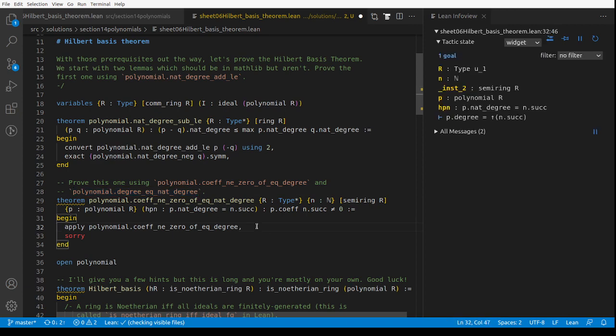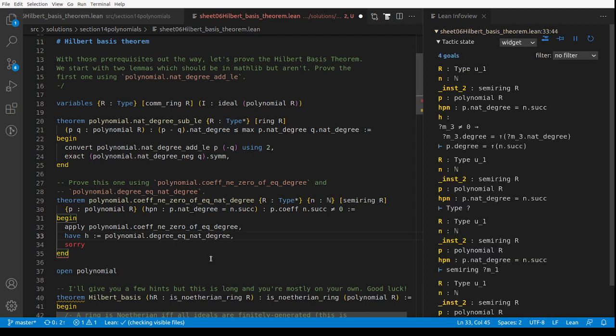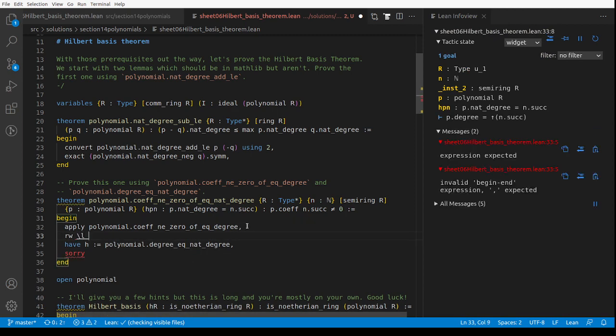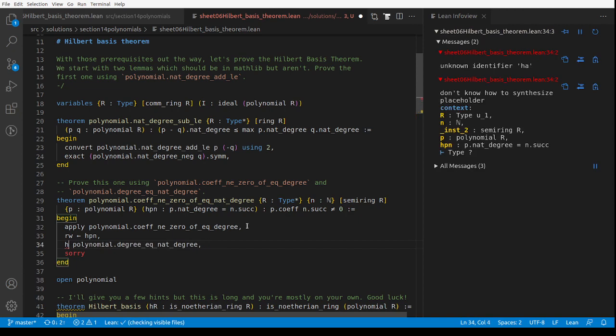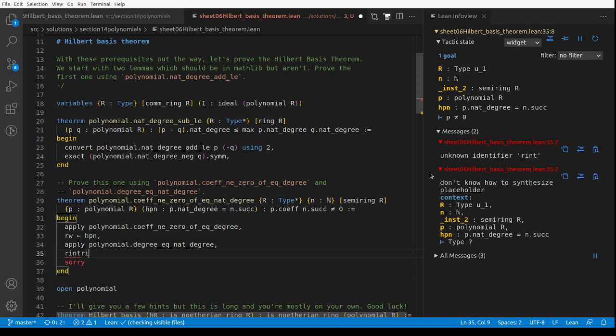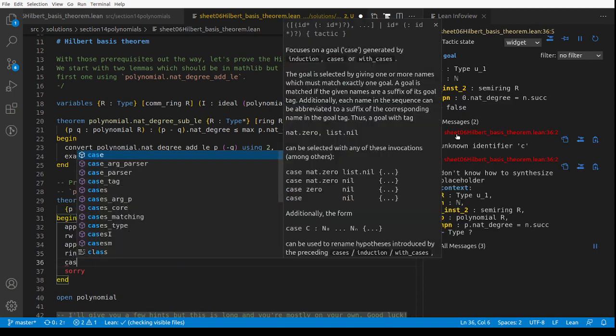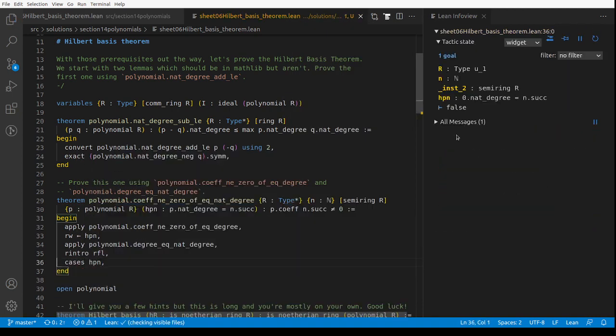So this should probably be, let's see exactly what this says. This says if something isn't 0, then the degree is the nat degree. I see, so the next thing is that I can rewrite HPN here, and now I can apply this there, and now all I've got to do is prove that P is non-zero. So now I could do rintro rfl, I suspect. Yeah, and then cases HPN or something. There we go.